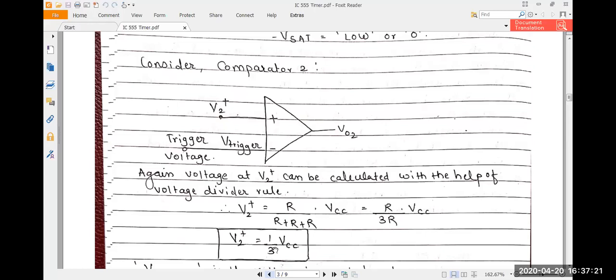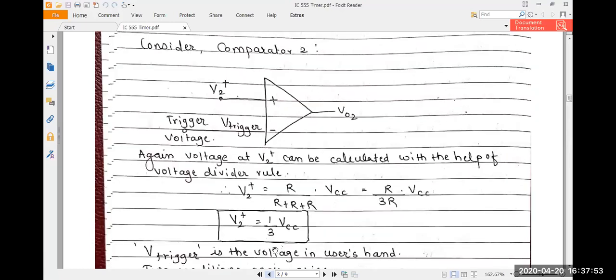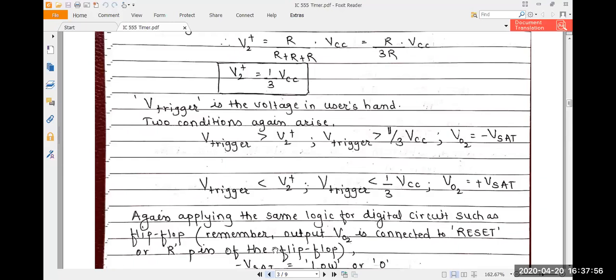Now V trigger is the voltage that can be applied externally, that I have told you. So again, two conditions exist. One is whether V trigger is greater than V2 plus, then in that case VO2, that is the output, will be minus V sat. Remember, V trigger is the input which is applied to the inverting terminal of the comparator. So whenever it is greater than V2 plus, the output would be minus V sat, because the difference would be a negative quantity, and hence the output would be negative saturation voltage. Similarly, when V trigger is less than one third of VCC, then VO2 will be plus V sat.